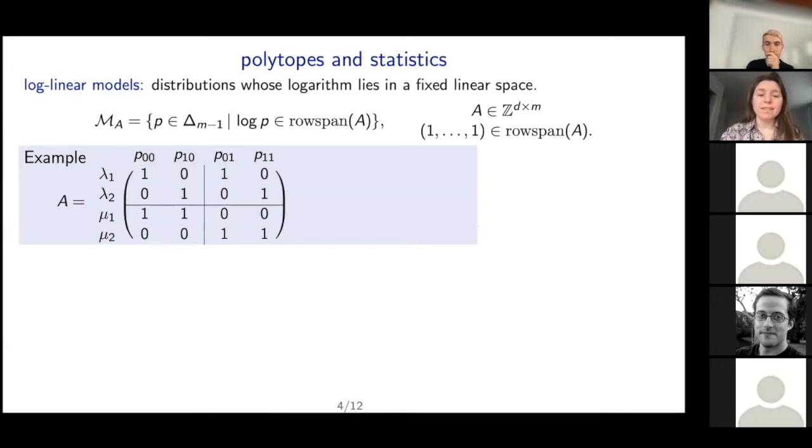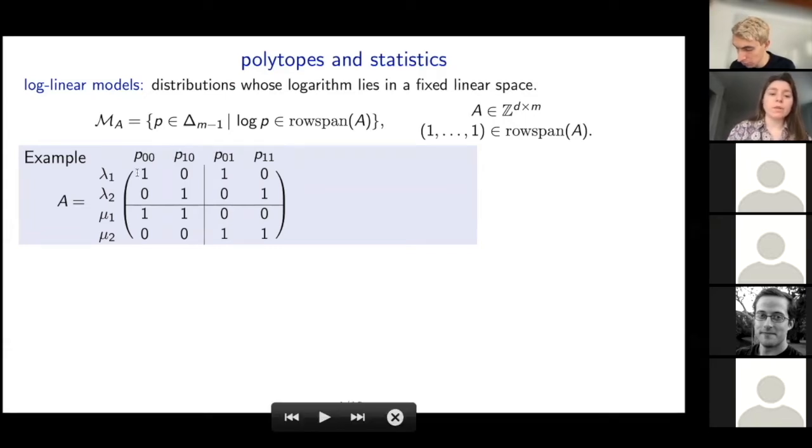Okay, so let's see an example. Here we have a matrix A. I've suggestively labeled its rows and columns, although I've done it with inconsistent indexing relative to the slide before, but I hope you'll forgive that. So here's a matrix A, and we can ask, what is the log linear model corresponding to this matrix? If we consider the probability mass functions whose logarithms lie in the row span of this matrix, what do they look like?